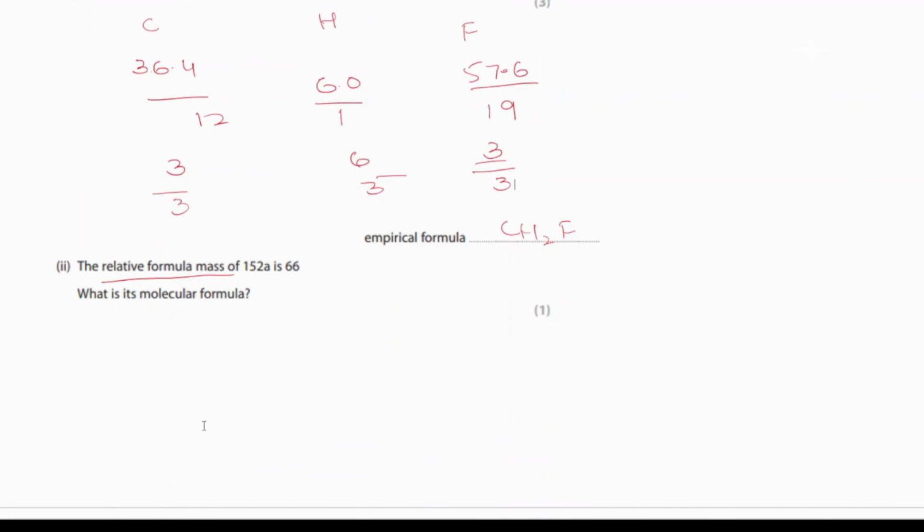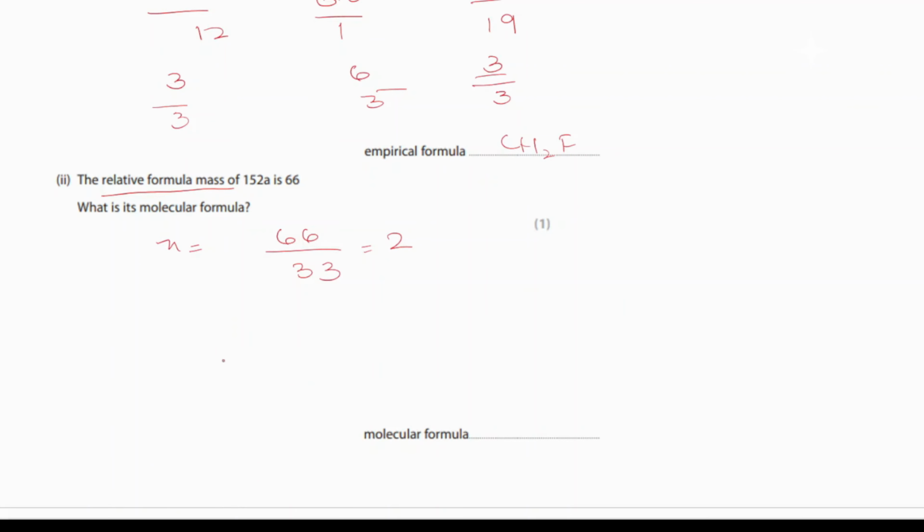The molecular formula will be calculating the value of N. So it will be 66 divided by the empirical mass of CH2F. So the mass for CH2F is 33. 66 divided by 33 is 2. So the molecular formula would become C2H4F2. Correct.